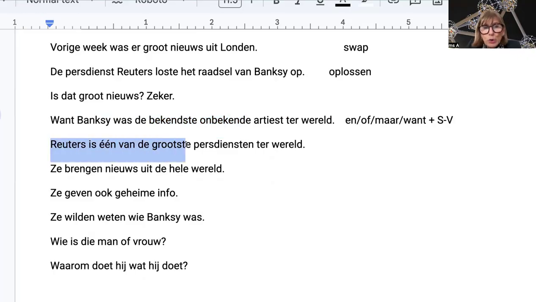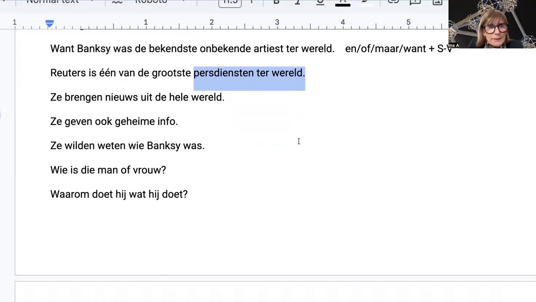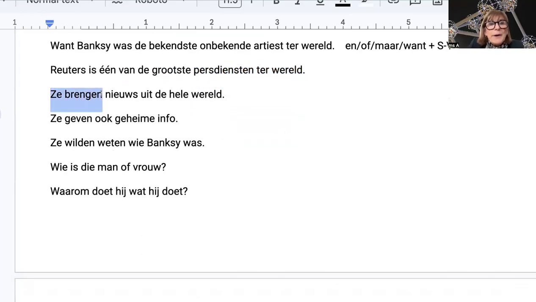Reuters is een van de grootste persdiensten ter wereld. So Reuters is one of the biggest press services in the world, ter wereld. Ze brengen nieuws uit de hele wereld. So they bring news out of or from the whole world. Ze geven ook geheime info. They give also secret information.